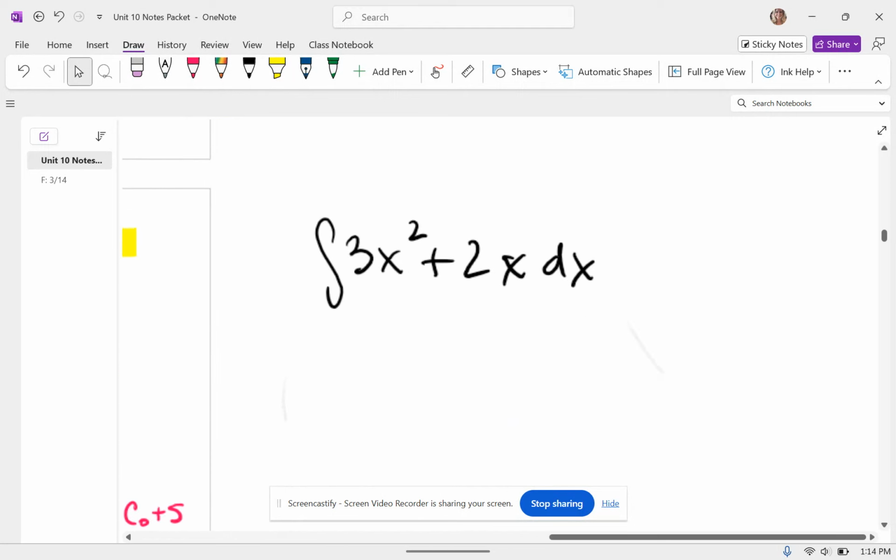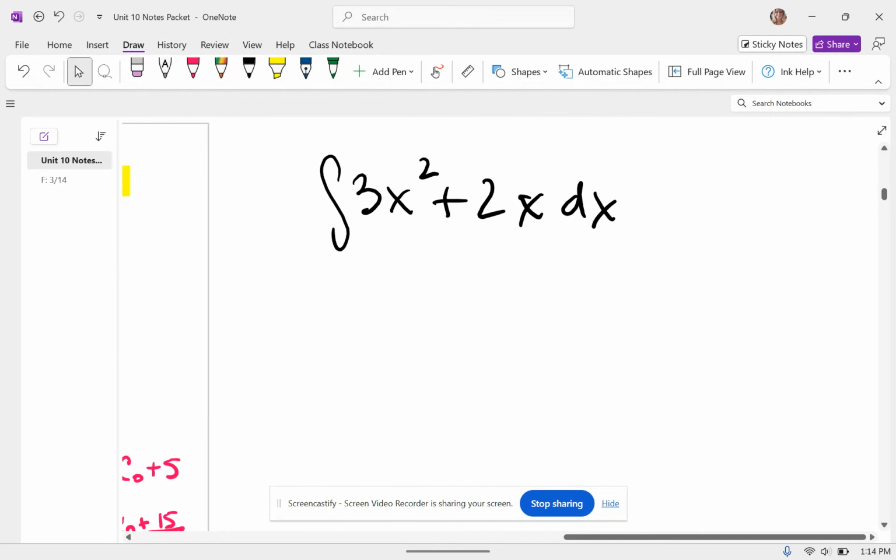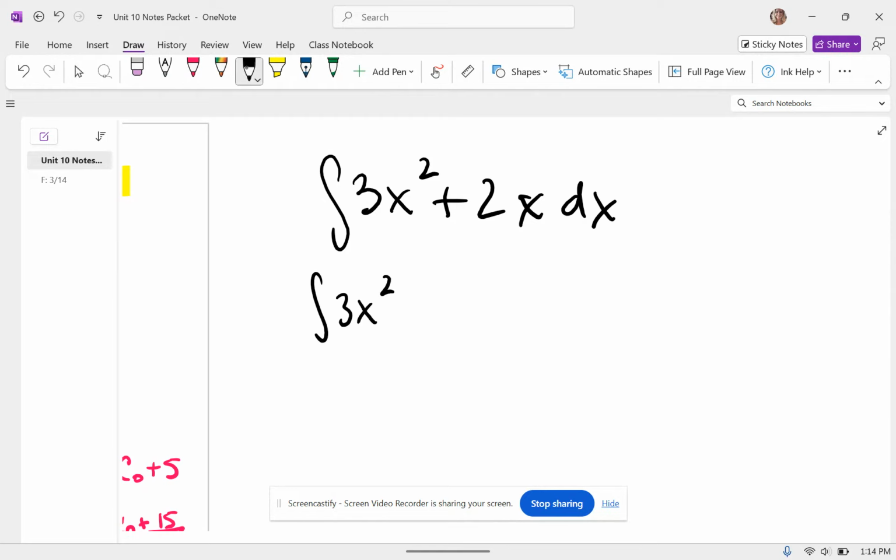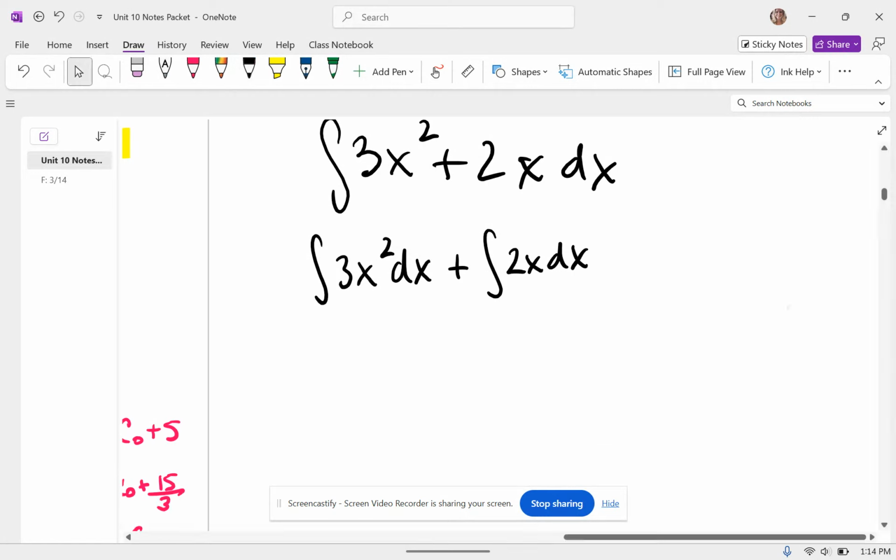If you ever find yourself in a situation where you have a polynomial that you would like to break up for whatever reason, sometimes you have tricky things in the middle and you want to break it up. It's totally okay to break up an integral like this: the integral of 3x squared dx plus the integral of 2x dx. Do you see what happened here? They each got their own differential, and then you rewrote a new symbol here. You broke each thing up.